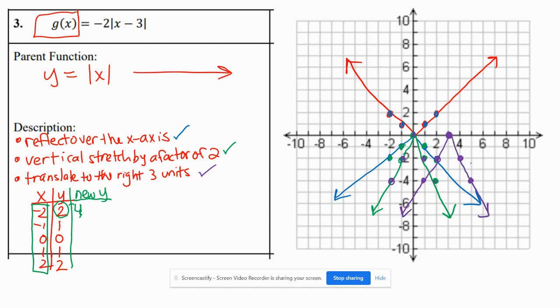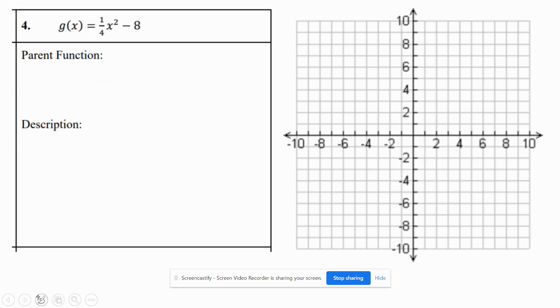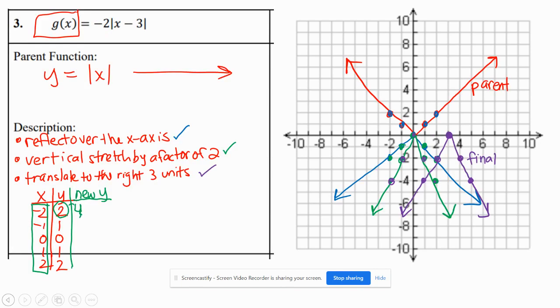Keep in mind the purple one will be your final one. And the red one was the one we started with. That's called the parent function. Keep in mind too, for each transformation, I didn't go back to the parent function. I went from the previously transformed function and then transformed that one, right? So I started with the parent function, which is the red. Then I used the red one to reflect, which gave me the blue. Then I used the blue one to vertically stretch, and then I used the green one to translate to the right. So purple would be my final answer.